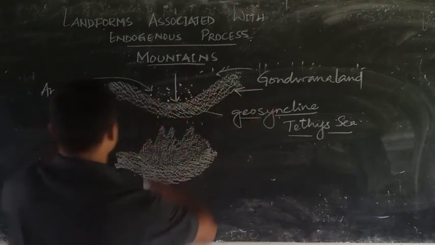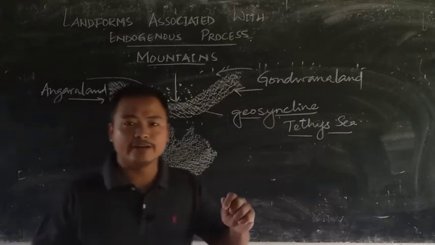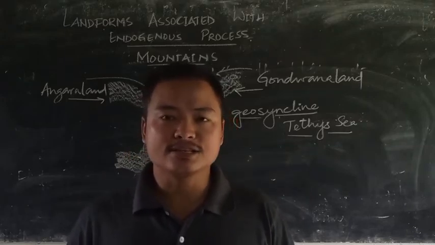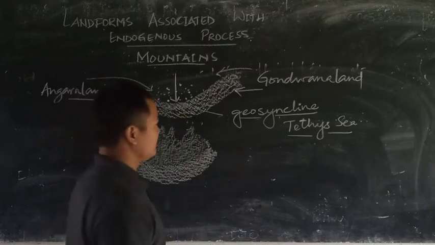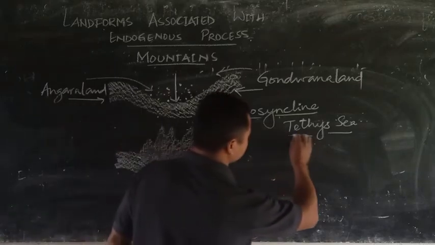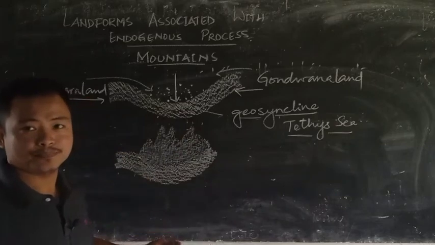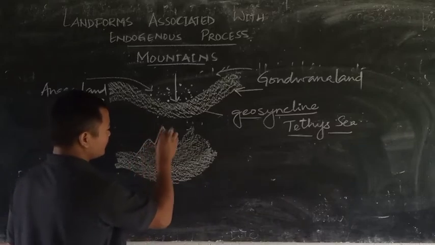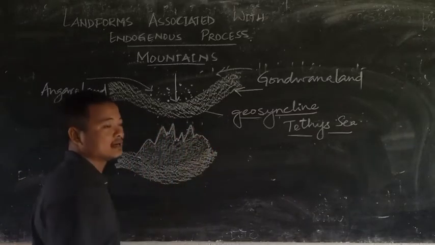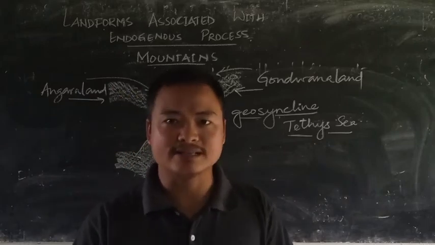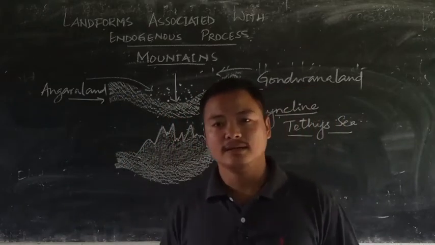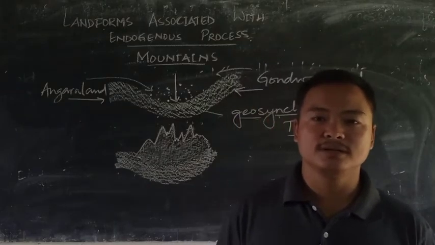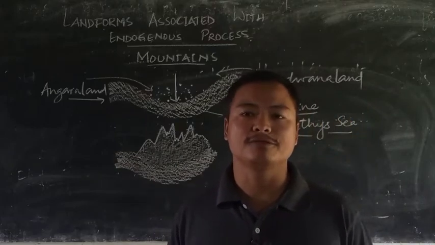Now, with the forces applied, the Gondwana land started moving northward towards Angara land. And this northward movement of the Gondwana land resulted in the sediments deposited in the Tethys Sea being squeezed up, and those squeezed sediments were folded, resulting in the formation of what we see today as the Himalayas.